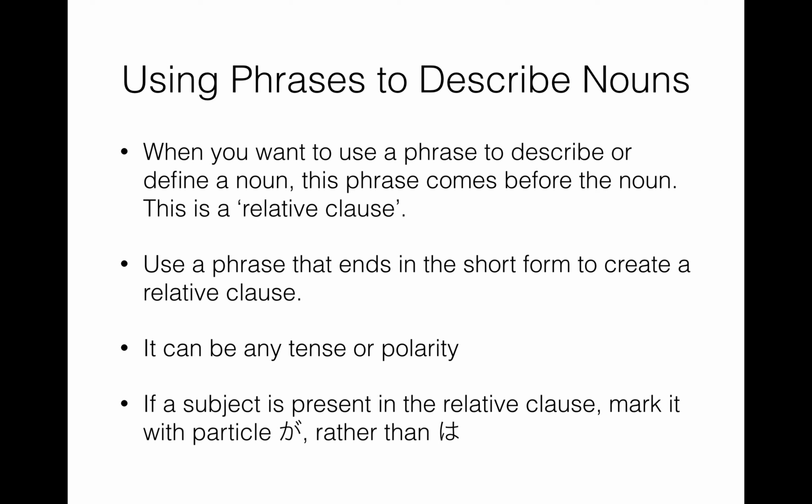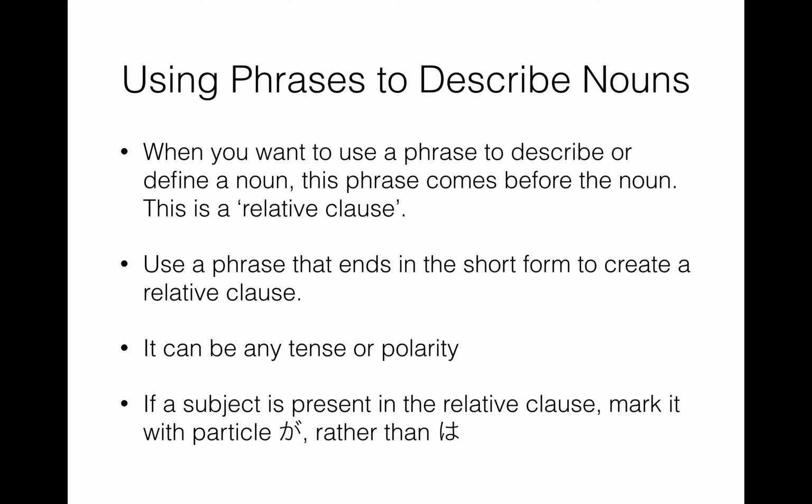In English, when we want to describe a noun with a phrase, it depends on the length of the phrase. If it's just one or two adjectives, they would come before the noun, the cute red bicycle, for example. But if I want to say the cute red bicycle that my older sister gave to me, the relative clause "that my sister gave to me" comes after the noun.